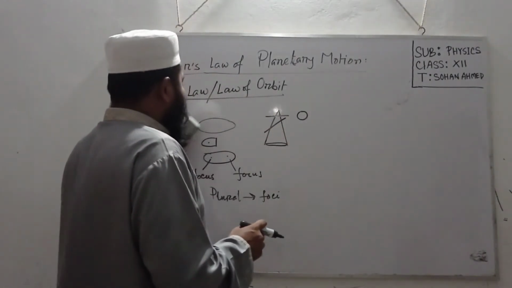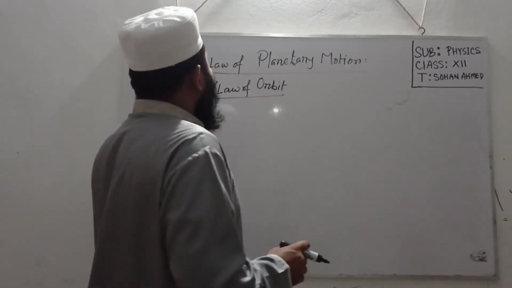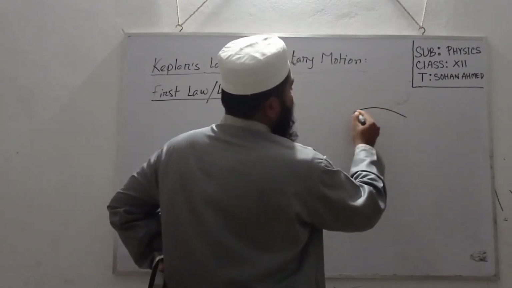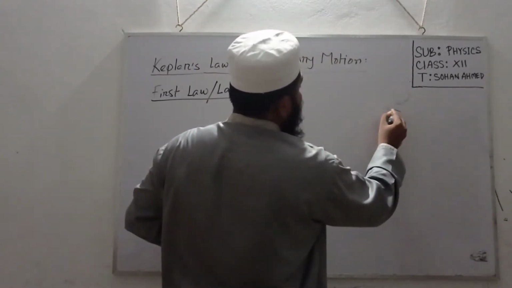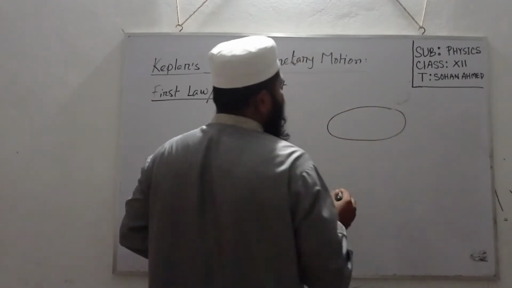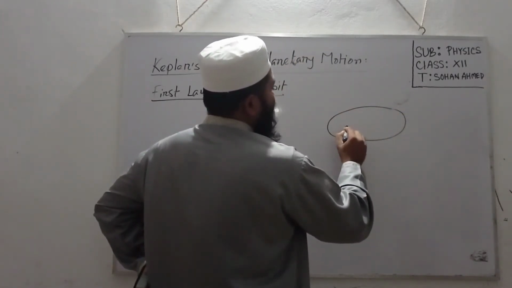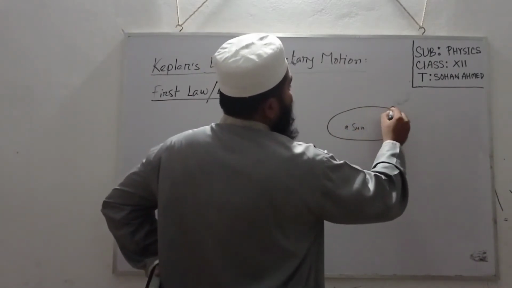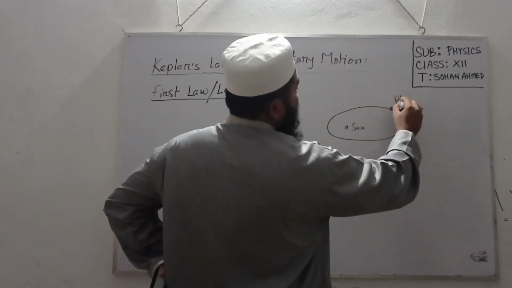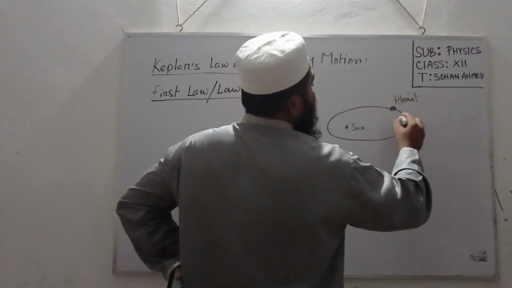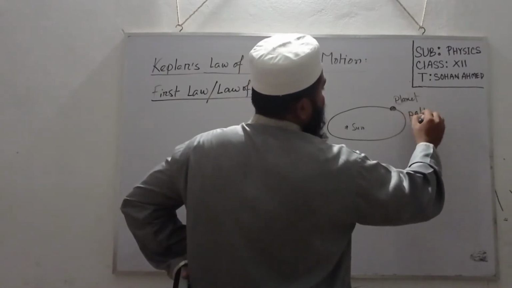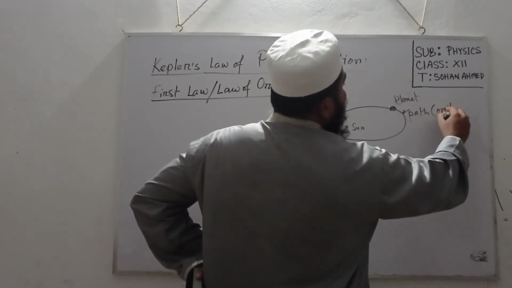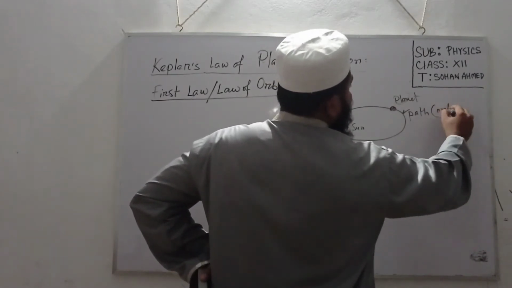Dear students, according to Kepler, all planets move in an elliptical orbit. Suppose the Sun is at one focus. This traveling path of the planet, this path is called the orbit.